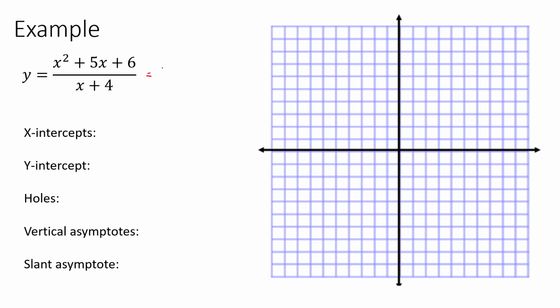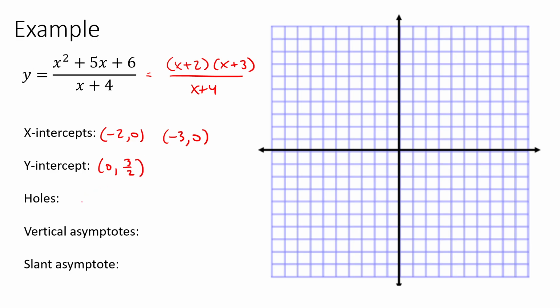But we'll start by doing the factoring like we always do, because you never know if something's going to cancel out. But in this case, nothing does. Our x-intercepts would be -2, 0 and -3, 0. Our y-intercept would be, let's see, 3/2. Our hole, there isn't one, right? Nothing canceled out. Our vertical asymptote's at -4, and there's no horizontal asymptote this time. We're going to use a slant asymptote, and so I'm going to do the long division.